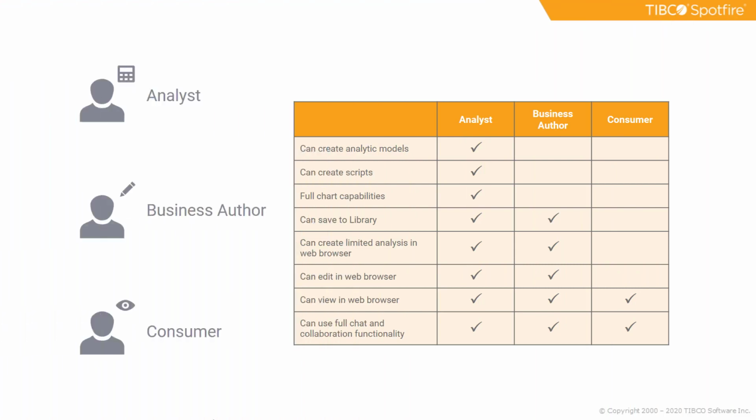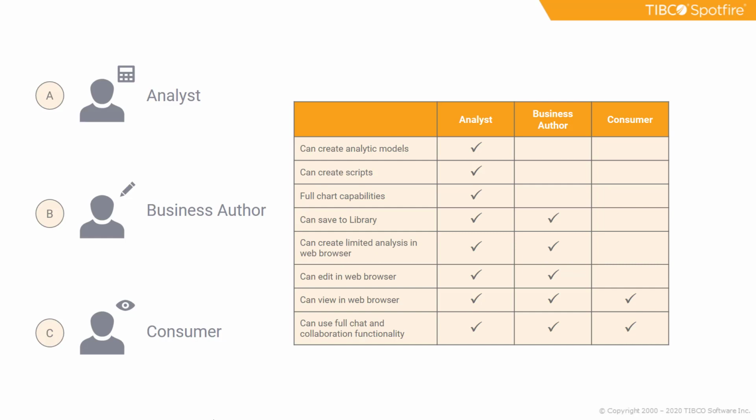There's three different license types or user types in Spotfire. There's the analyst, business author, and consumer. This is sometimes called the ABC model. And here the analyst can create whatever analytic models they want and scripts. They have full chart capabilities, they have full authoring capabilities, and they work from the desktop client.